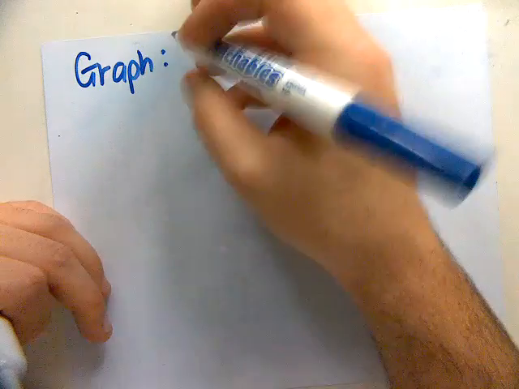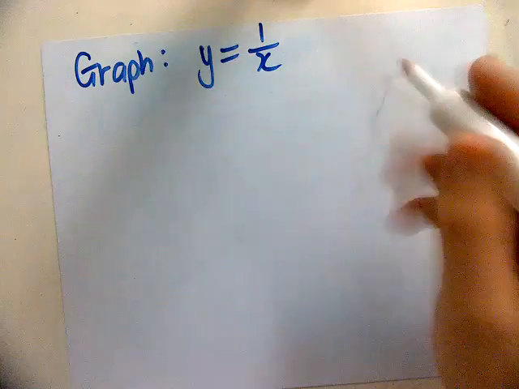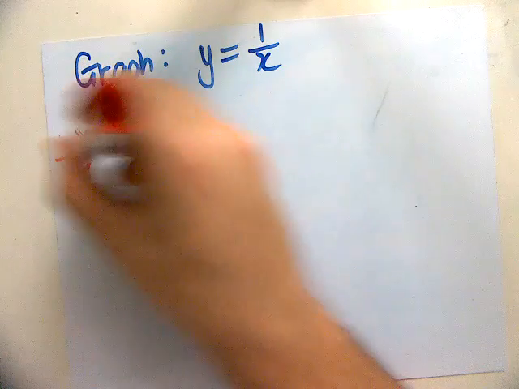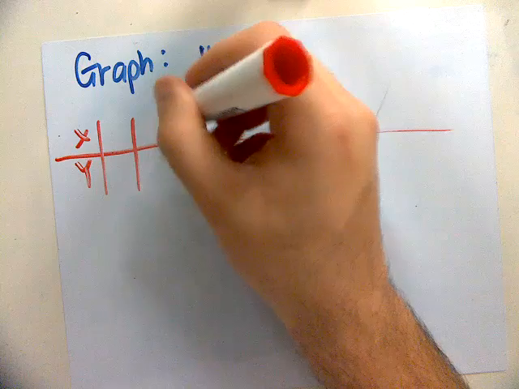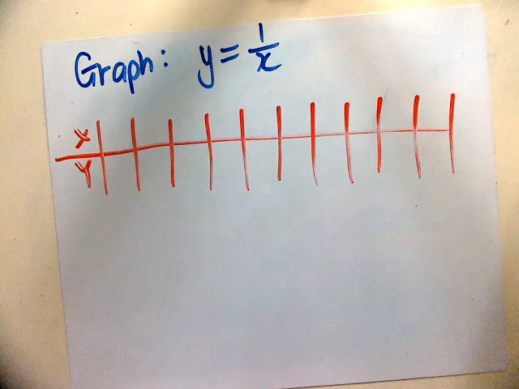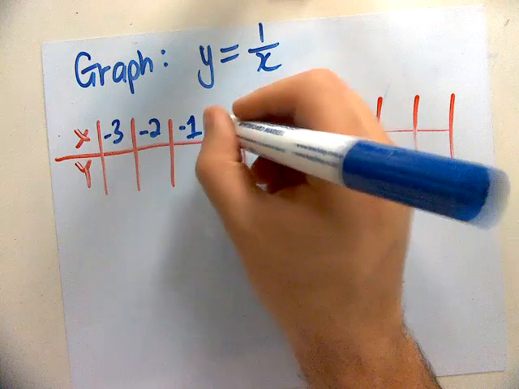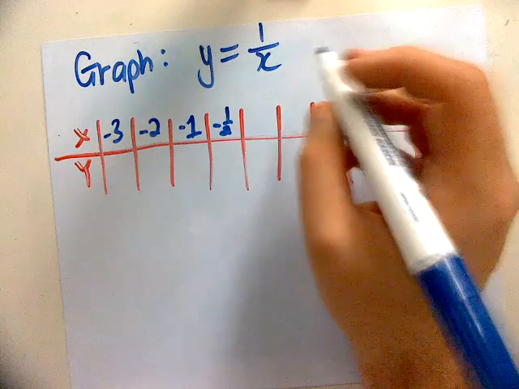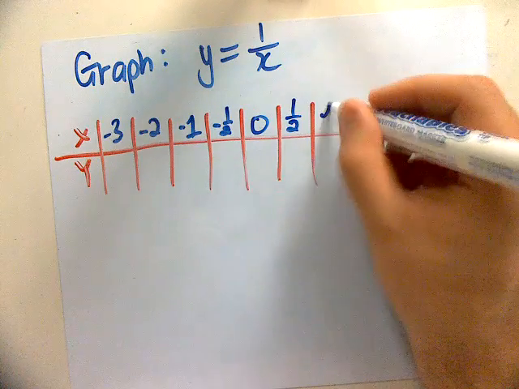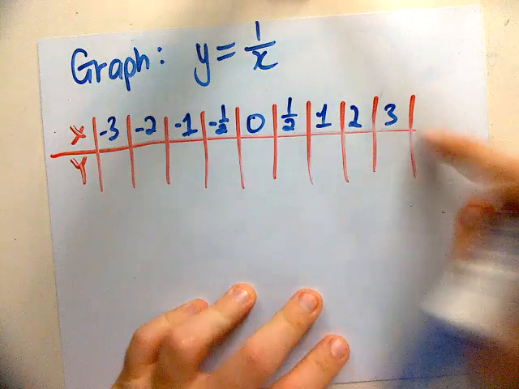Well, you might be asked a question like graph y equals 1 over x. So that's the form. Again, let's just do a little table of values, x and y. I'm going to start at -3, -2, -1. I'm going to say -1/2. And then I'm going to say 0, 1/2, 1, 2, and 3. Let's end it there. All right, table of values.